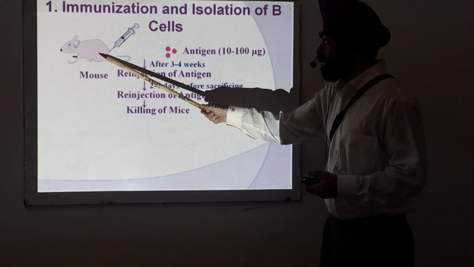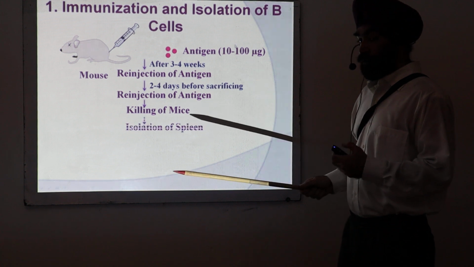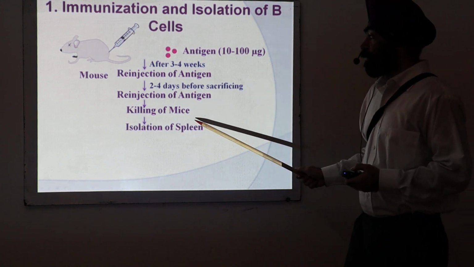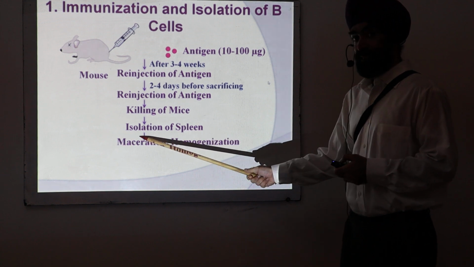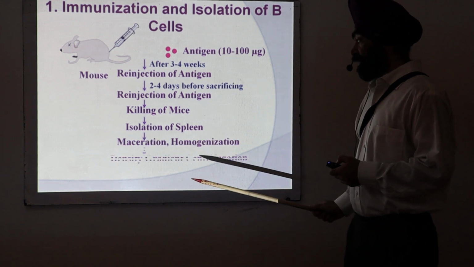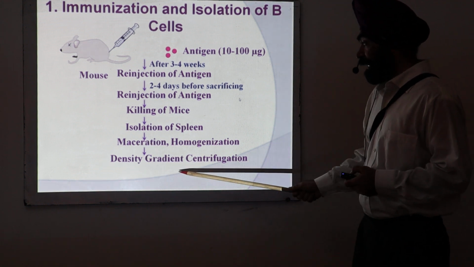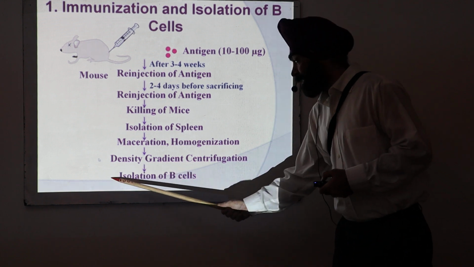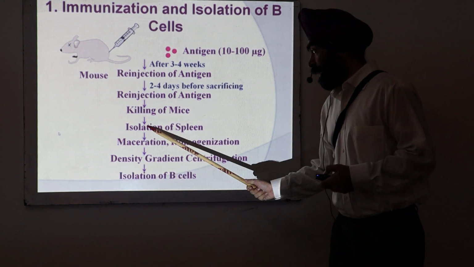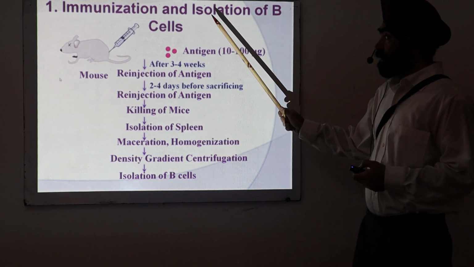Then we kill the mouse. Because it has been exposed to antigens, there are a lot of B cells, and you isolate the spleen. From the spleen, you do homogenization and carry out density gradient centrifugation, particularly for isolating the B cells. So this is the first step, isolating the B cells from the spleen.